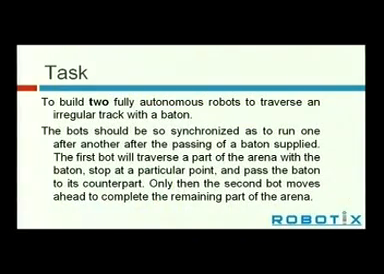The Robo Relay. The task of the Robo Relay is to build two fully autonomous robots to traverse an irregular track with a button. There will be two autonomous robots. They will be interacting with each other at a particular point. In this interaction, there will be a button that will be passed from the first robot to the second robot. The passing of the button will be the starting signal for the second robot to traverse the rest of the part of the arena, and the second robot has to drop this button at the end of the arena to complete the full task.